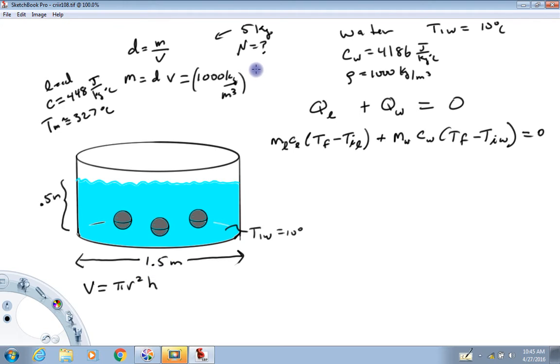So what I'm going to do is right here put a volume term: pi times the radius, which is 0.75 meters, and that's being squared, and then times this dimension, 0.5 meters.